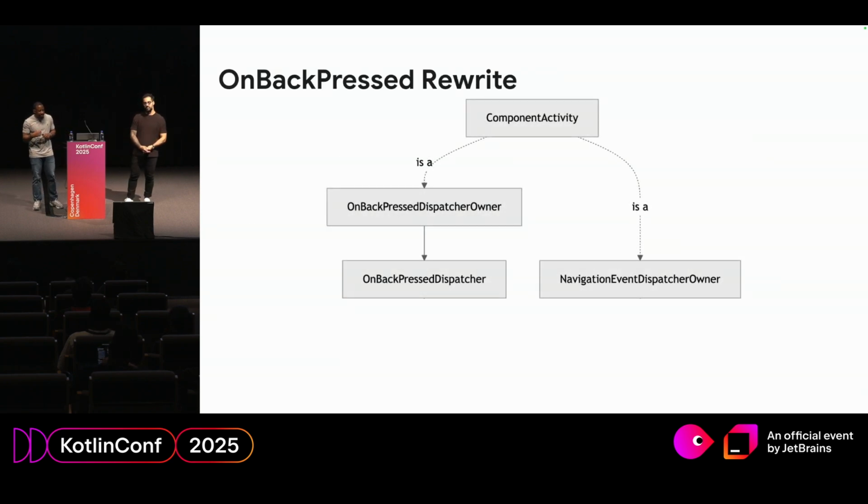Since we are AndroidX and we have to be API compatible, we're never going to get rid of the on-back press dispatcher stuff. It's going to be there forever, and we just have to live with that. So we'll keep it there, and then the component activity will also become a navigation event dispatcher owner. So at the very least, you can always retrieve one from the component activity, and we like that. That's been very convenient.